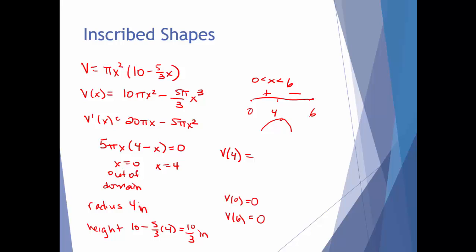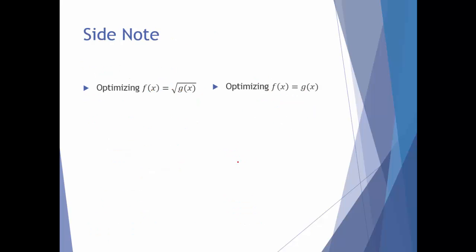Before we take a look at the next problem, I want to talk about a conceptual idea that's going to help us as we go through it. I want to talk about the difference between optimizing f of x equals the square root of g of x versus optimizing f of x equals that same function without the square root. Optimization means we're going to end up looking at critical numbers, which means we need to take a derivative.